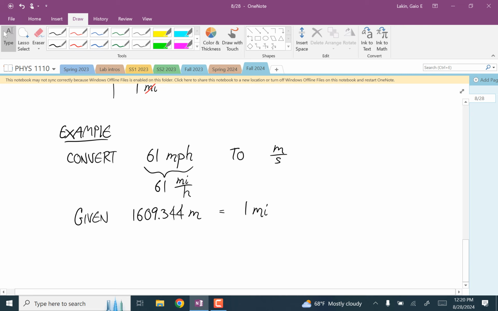So if any of you ran track in high school, and you call it the mile in high school track, but it's really 1,600 meters. So you're actually running about a little over 9 meters short of a full mile.